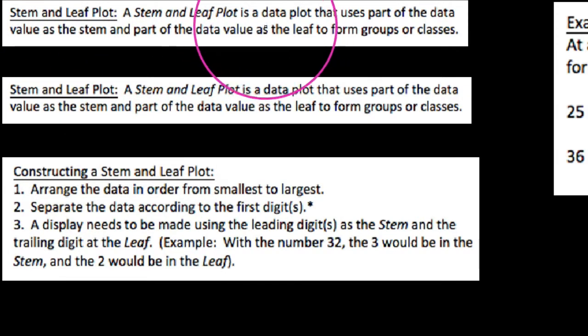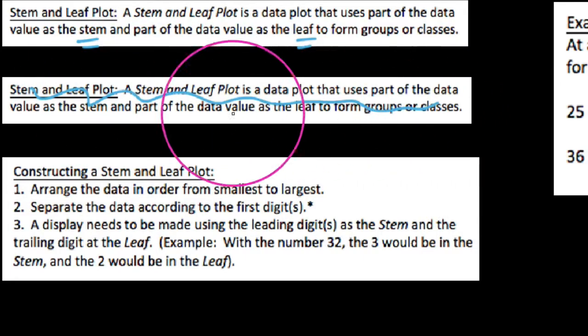We say a stem and leaf plot is a data plot that uses part of the data value as the stem and the other part of the data value as the leaf to form groups or classes. So we're really creating basically a distribution here of data, but doing it in such a way that it's a little bit easier to read. So stem and leaf plots, and actually it seems that I pasted in the same thing here, so ignore this.